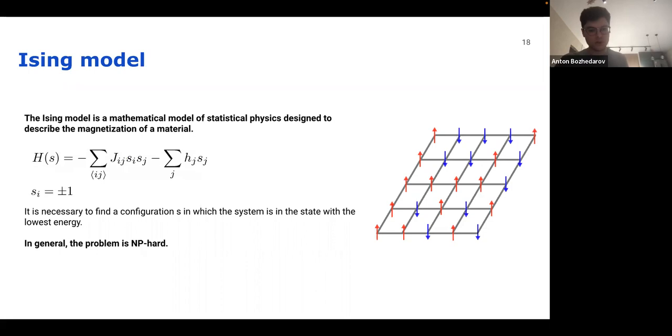And universal quantum computers are not so powerful because there is a lot of noise in the system, and qubits are not stable over time.